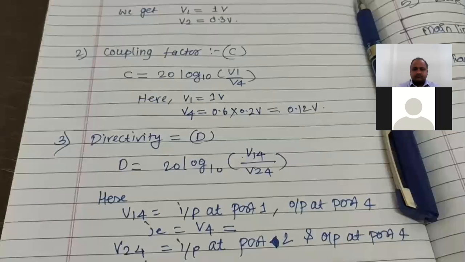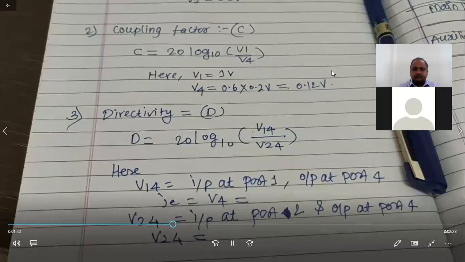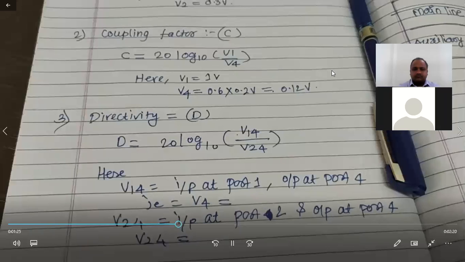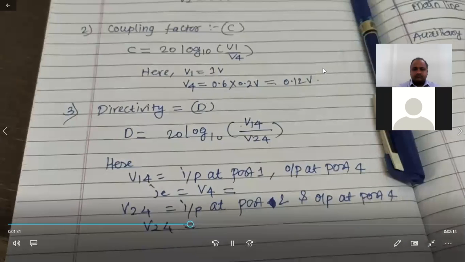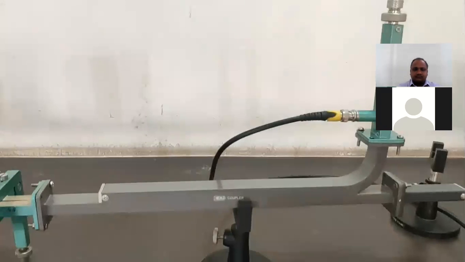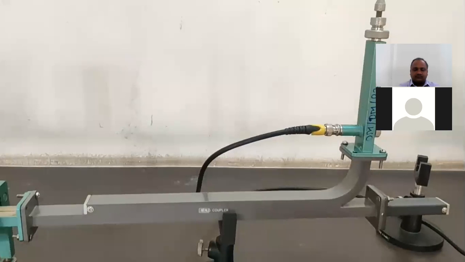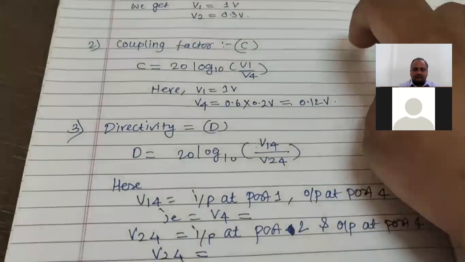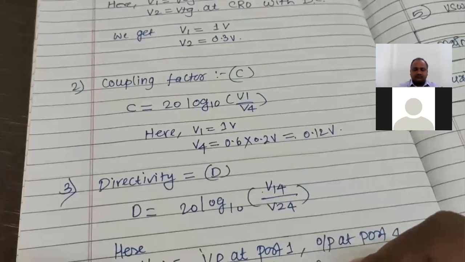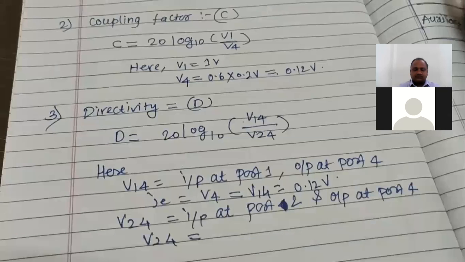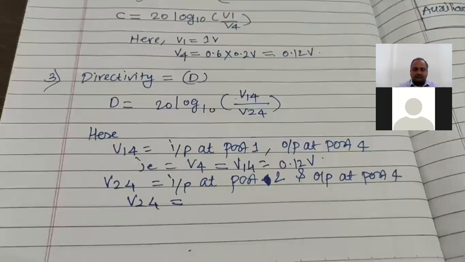Similarly you want to find out the directivity. Directivity is another parameter, and the formula is D equal to 20 log to the base 10 of V14 upon V24. Here V14 means input at port number 1 and output at port number 4. So the same position should be present over here, input at port number 1 and output from port number 4, with port number 2 terminated. So this is nearly equal to V4, that is V14 equal to 0.12 volt. This is the output of V14 you are getting.